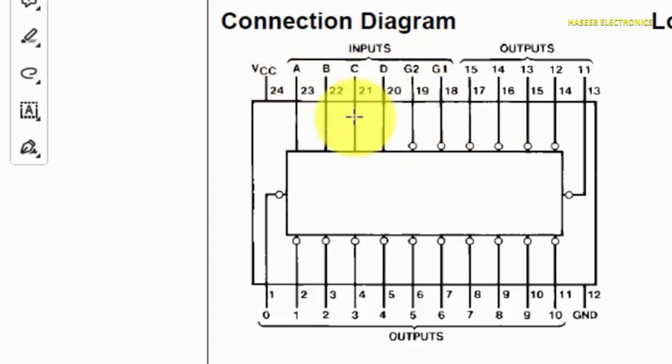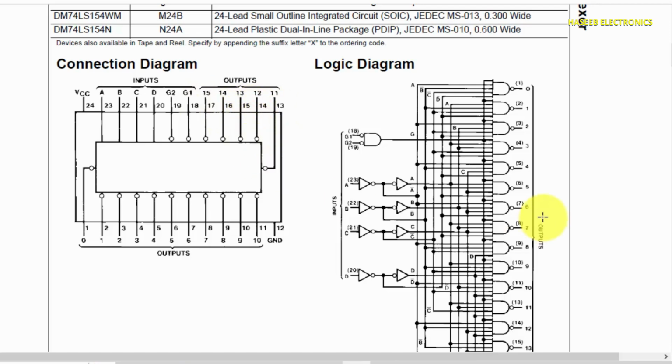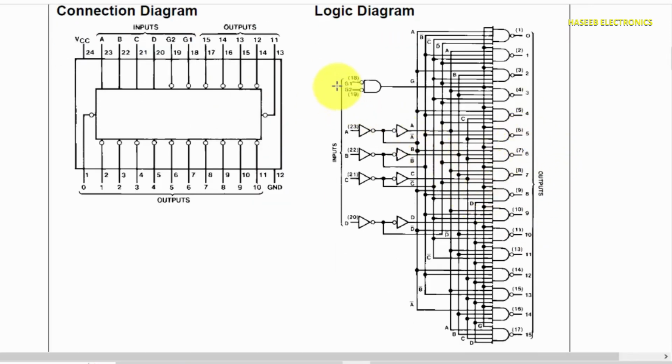Then A, B, C, D, pin number 23, 22, 21, 20. These are 4 inputs, 1, 2, 4, 8. That means this is the LSB, then first bit, second bit, and this is the highest bit, that is 8. Then this IC has 16 outputs. Pin number 1 is the first output, output number 0, 1, 2, 3, 4, 5, 6, 7, 8, 9, 10, then 11, 12, 13, 14 and 15. So this is the output sequence, and here is its logical diagram.